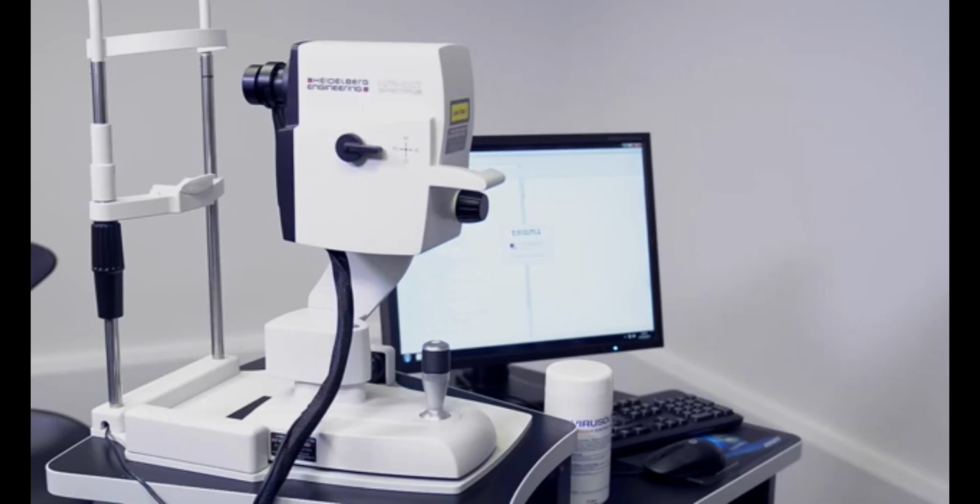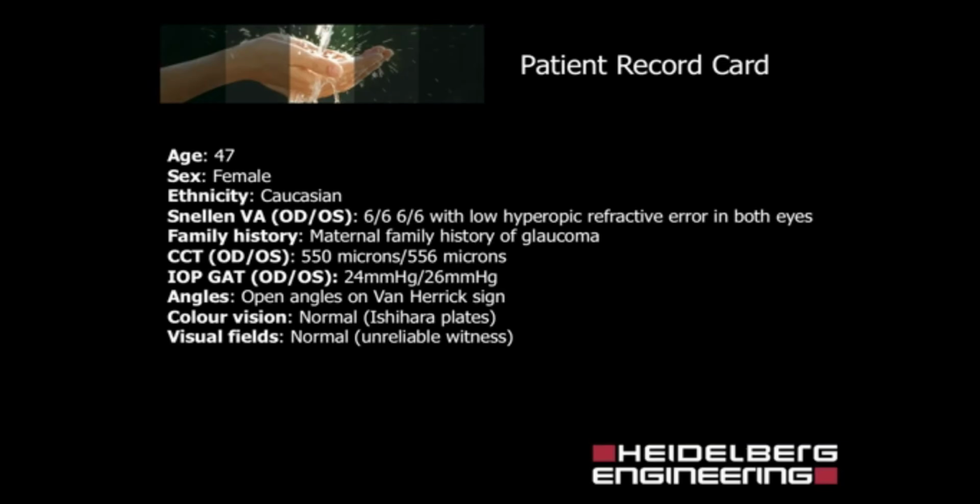The following video demonstrates how OCT might be used to evaluate a glaucoma suspect. A 47-year-old female patient attends your practice. She is of Caucasian origin. Snellen vision and acuity is 6/6 in both eyes with a low hyperopic refractive error. There is a family history of maternal glaucoma.